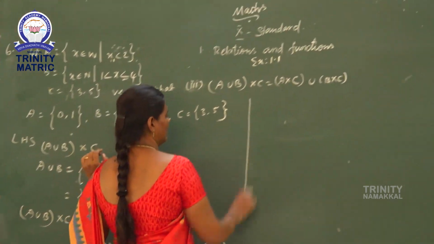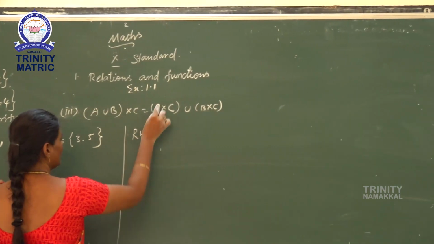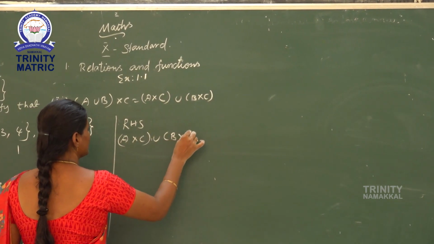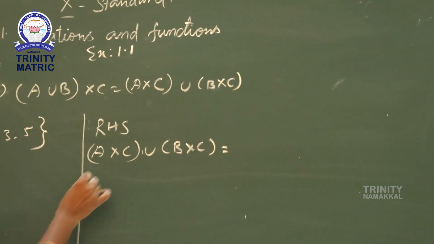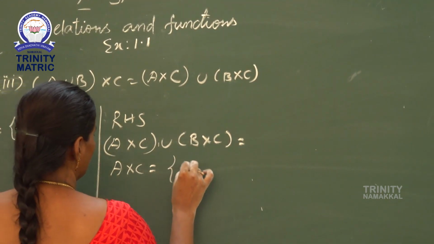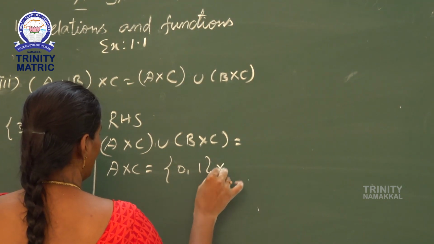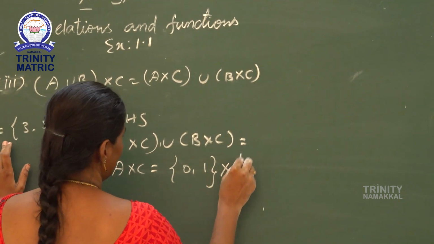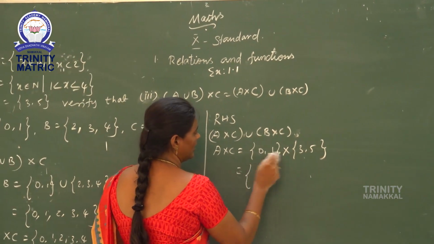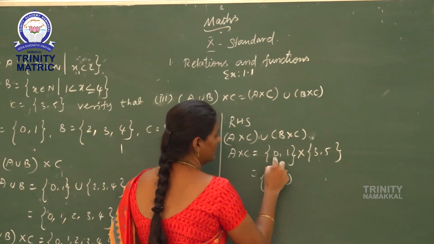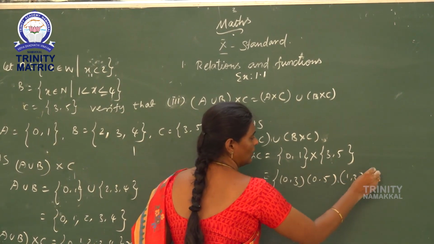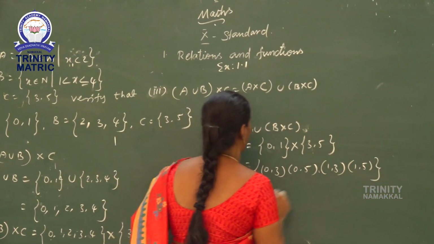Next we take the right hand side. What is the right hand side? A cross C union B cross C. See here, first we find A cross C. What is the element in A? 0, 1, cross C. What is the element in C? 3, 5. Now we write in ordered pairs: (0,3), (0,5). Then (1,3), (1,5).